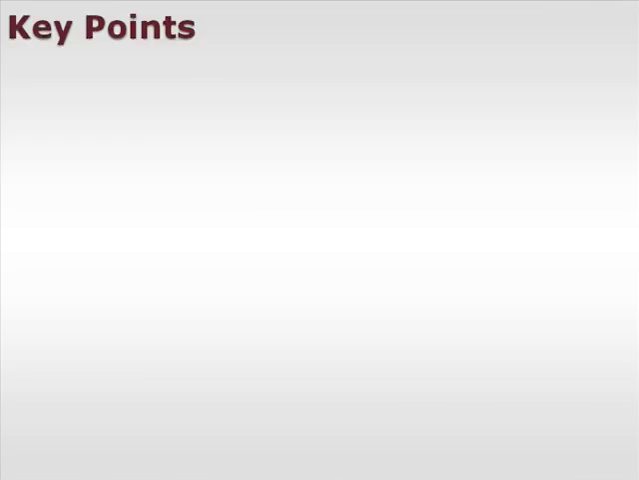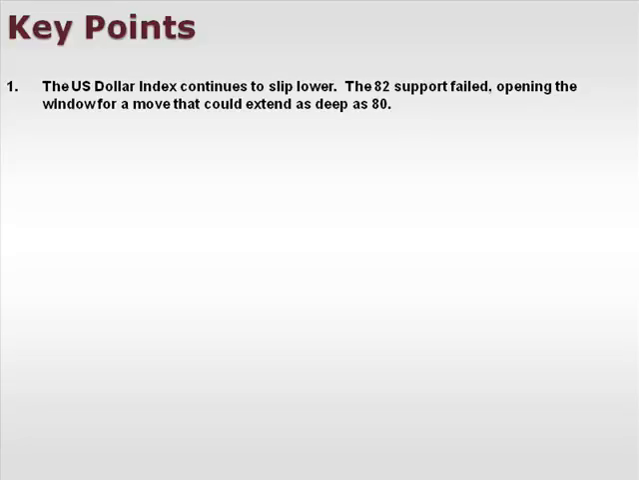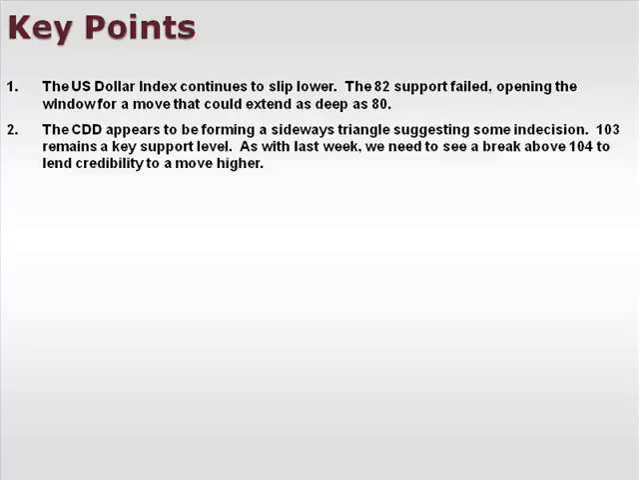Let's take a look at a few of our key points. First of all, the U.S. dollar index continues to slip lower. The 82 support failed, opening the window for a move that could extend as deep as 80. The CDD appears to be forming a sideways triangle, suggesting some indecision. 103 remains a key support level. As with last week, we need to see a break above 104 to lend credibility to a move higher.